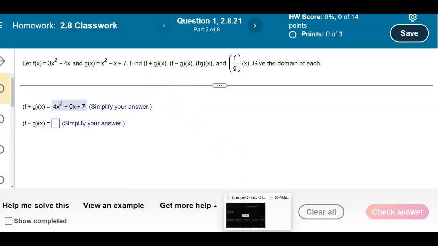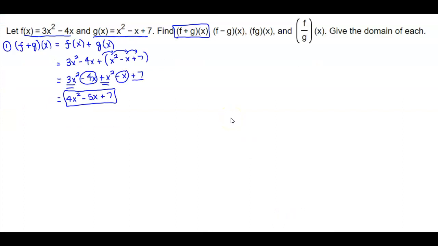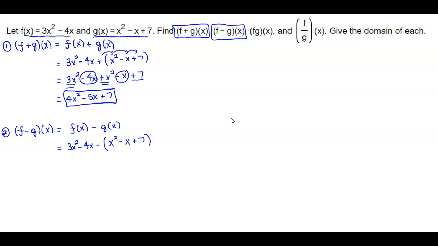Now let's go ahead and do the second one. We need to find f minus g of x. Again, we're going to write down f minus g of x, and we want to write down what the definition states. That means we're taking f of x, and then we're subtracting g of x. We know that f of x is 3x squared minus 4x, and then minus, in parentheses, the function g of x, which is x squared minus x plus 7.